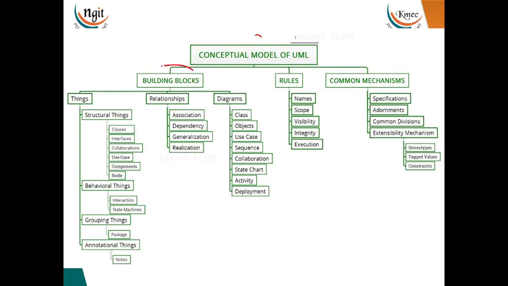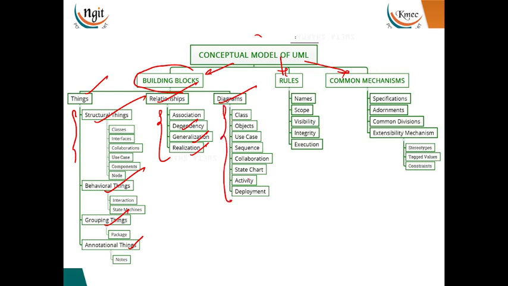The conceptual model is divided into three parts. One is building blocks, another is rules, and the third is common mechanisms. Building blocks are again divided into three parts: things, relationships, and diagrams. Things are divided into four parts: structural, behavior, grouping, and annotation things. Relationships are association, dependency, generalization, and realization. And then there are a few diagrams.